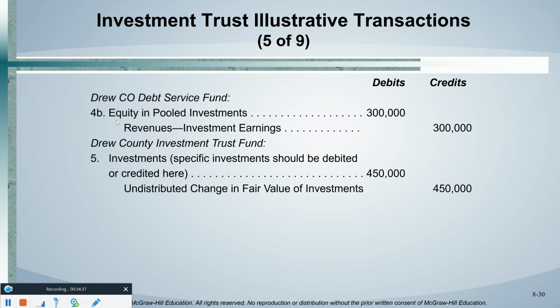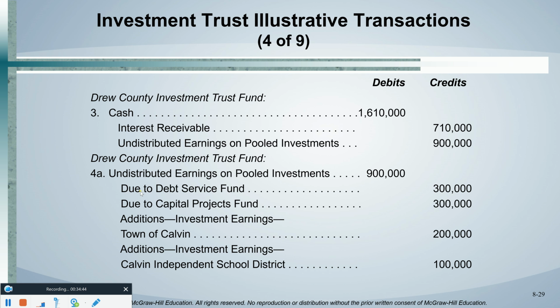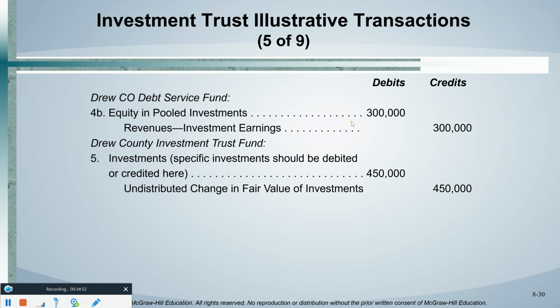Journal entry 4B. What I want to show you is not the trust fund, but let me show you an example. You see the debt service fund? They were just allocated $300,000 of the earnings. So guess what they're going to do?